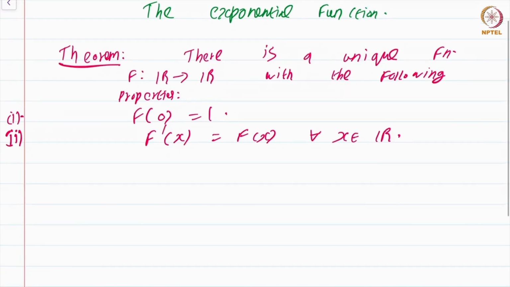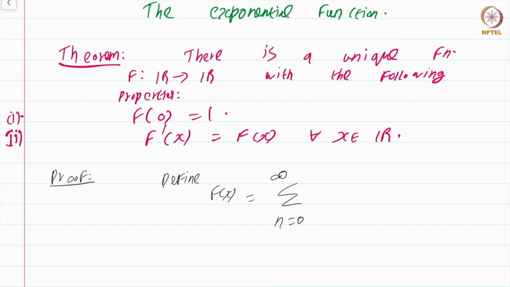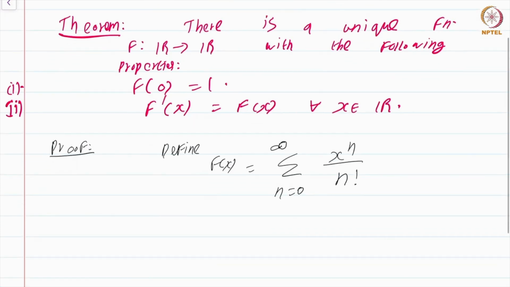Proof. Now that we are masters of power series, this is a fairly easy thing to do. Define f of x equal to the summation n equals 0 to infinity of x power n by n factorial. Now the question is, if this series converges, then what is its derivative? Let's first assume that the series converges.